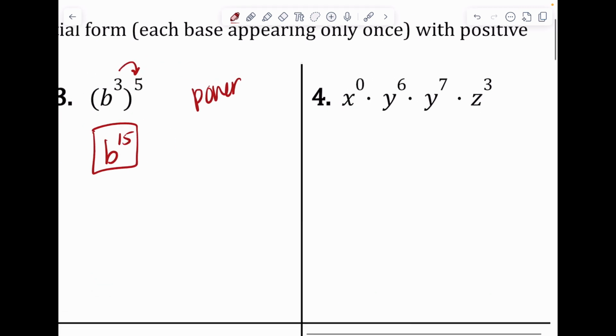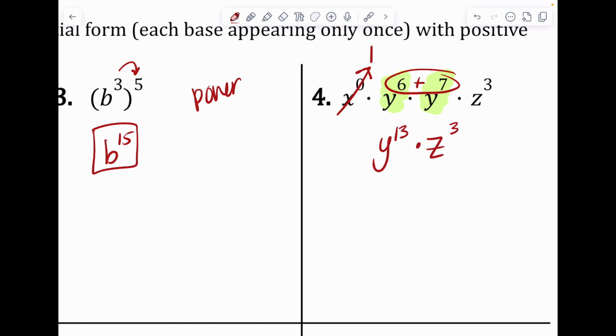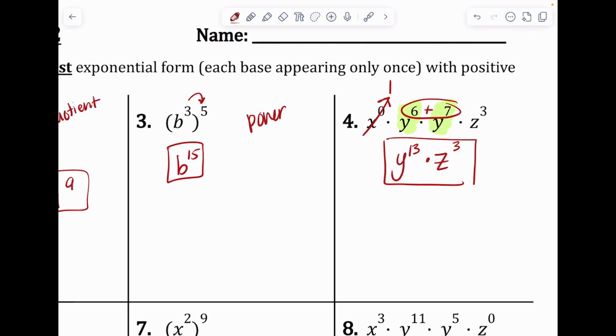Number 4, I see the zero rule where I know x to the power of 0 is just 1. Then I'm going to look at, do I have the same bases? I do. I have y to the 6th power and y to the 7th power, where I know that my product rule tells me to add those exponents, so y to the power of 13 times z to the power of 3. Z to the power of 3 stays the same because it doesn't have any other term to add it or multiply it with.